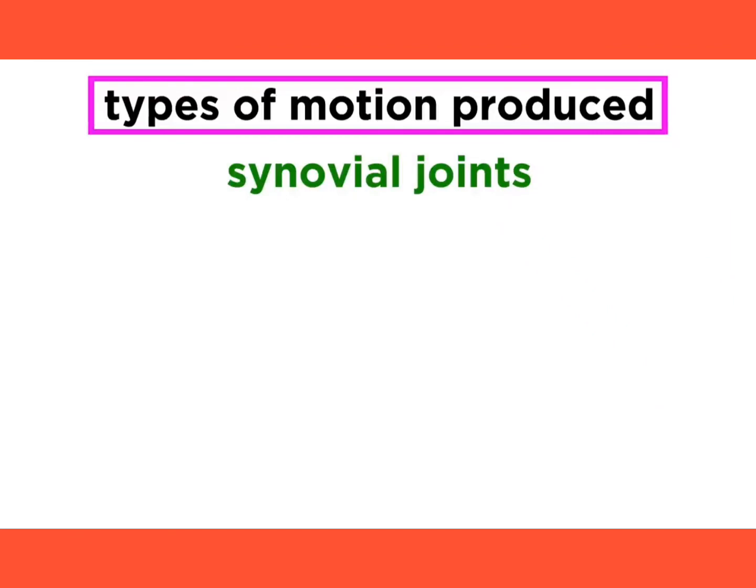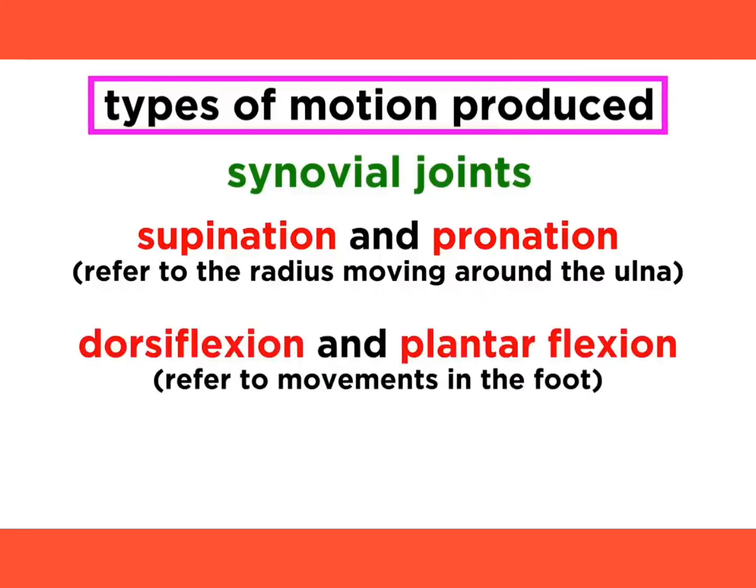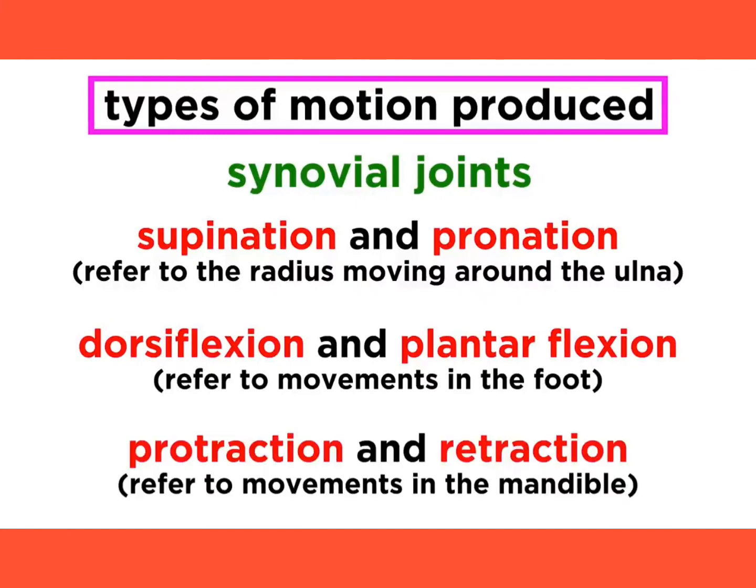Beyond this are some special movements that don't fit into these categories, like supination and pronation, which has to do with the radius moving around the ulna in the forearm, dorsiflexion and plantar flexion in the foot, as well as protraction and retraction of the mandible, among others.